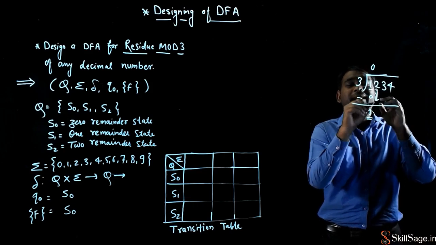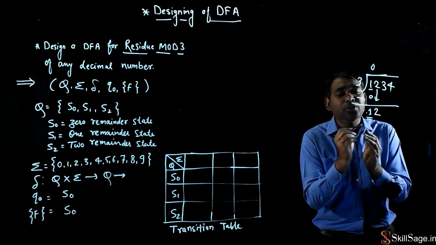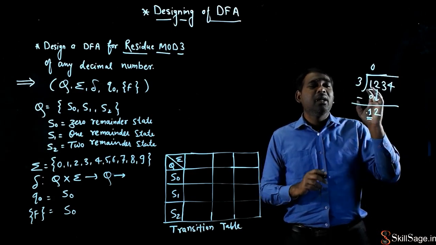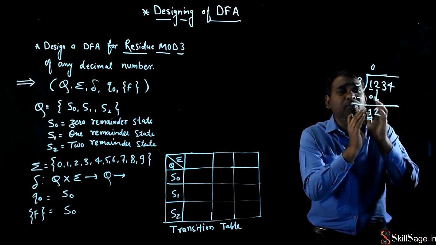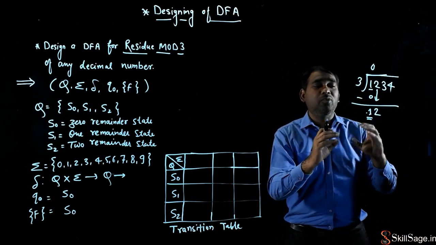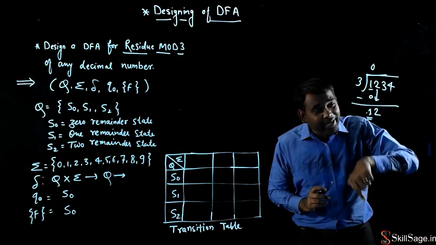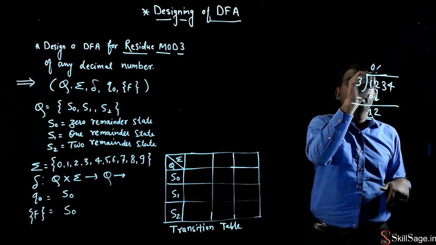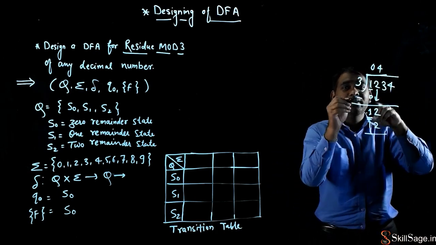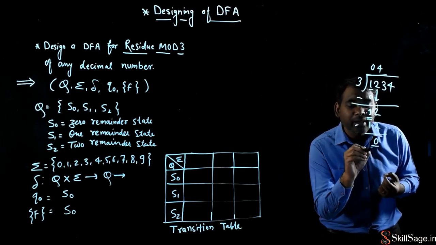Then I'll read the second input symbol, which is 2. My current state is 1, which was my previous remainder. I club the previous remainder with the current input symbol, 2, and form a number. What number is formed now? My number is 12. Now I divide this 12 by 3. 3 4s are 12, and what am I going to get? I am going to get a 0 remainder. This is my current remainder now.